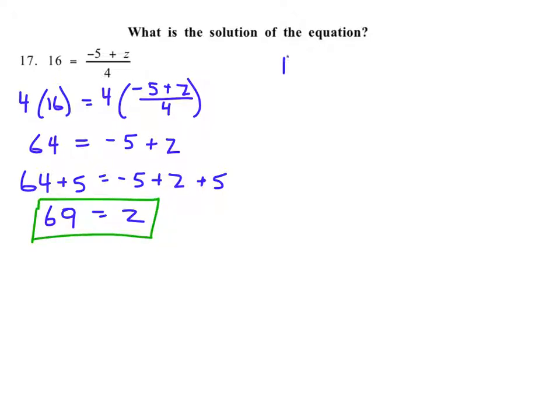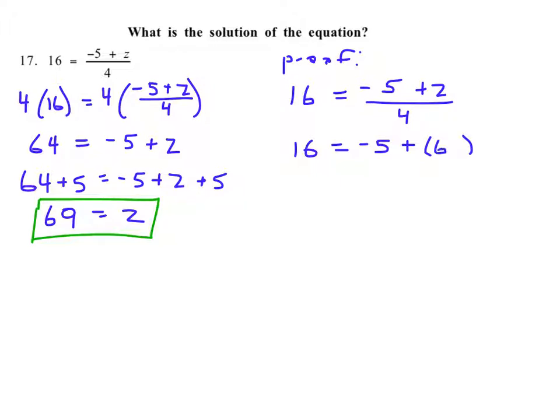Okay, so let's do a proof for it. 16, original equation, remember, untouched at the start. 16 equals -5 plus z over 4, and 16 equals -5 plus, substituting z for the value we believe it to be, so we put parentheses there. That's also something I see kids not consistently doing. Unfortunate, because you need to be doing that.